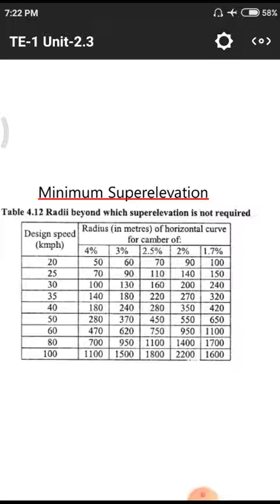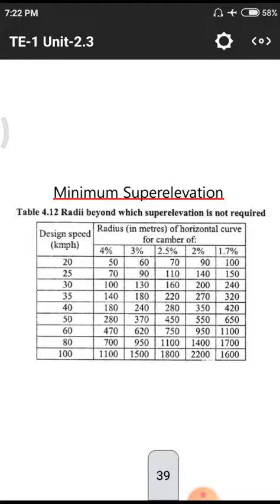At the bottom side we have 100 kmph. After that we have a radius of 1100 meters. We need to maintain 4% of this elevation. Likewise, if it is 1500, we need to maintain 3%. If the radius of the curve increases, we need to decrease the angle of inclination of the super elevation. This is the overall meaning of that.